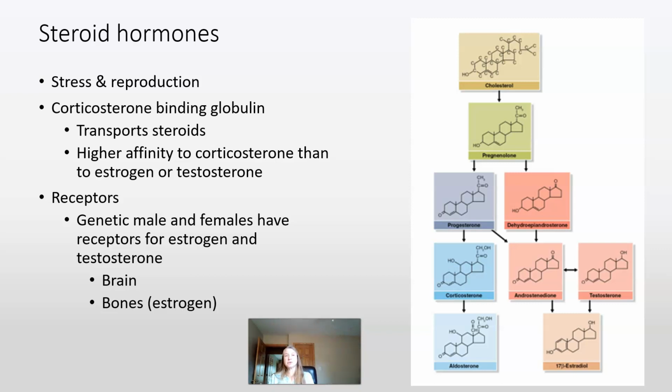The other really cool thing is that there are receptors for testosterone and estrogen throughout the body. Both men and women, genetically male and female, have estrogen and testosterone receptors throughout the body, including in the brain and in the bones.